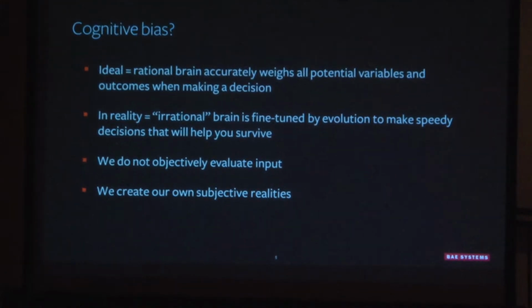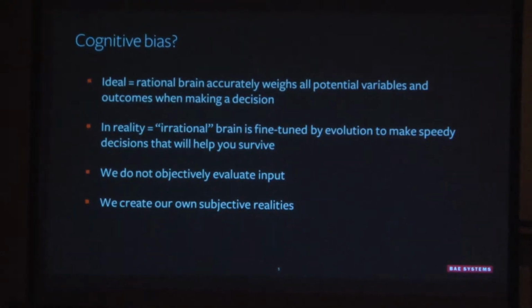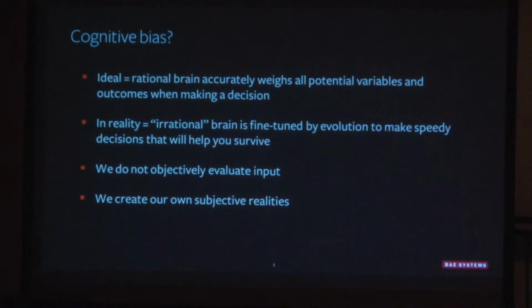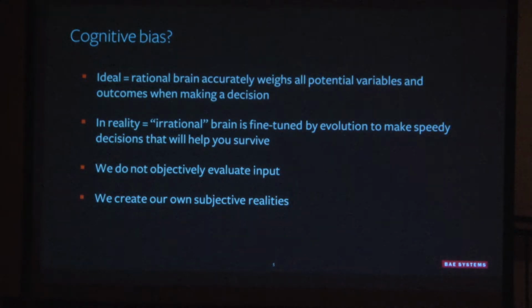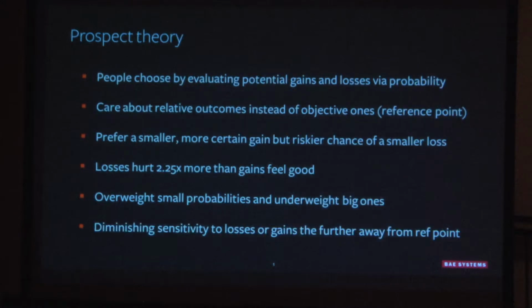So flight or fight responses, prioritizing the short term over the long term, because you might not actually be around. You might get eaten by a tiger or something. So it's all part of this brain that isn't necessarily adapted to the modern way we have to do things. We don't objectively evaluate input, which is really the big problem. And we also create our own subjective realities, which obviously makes objective reasoning difficult.